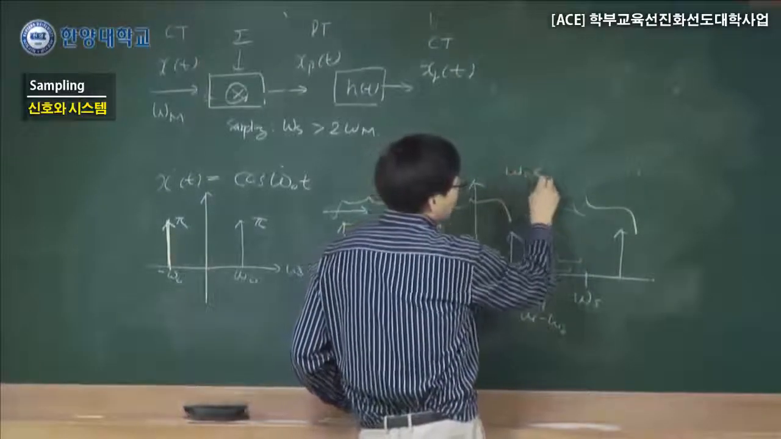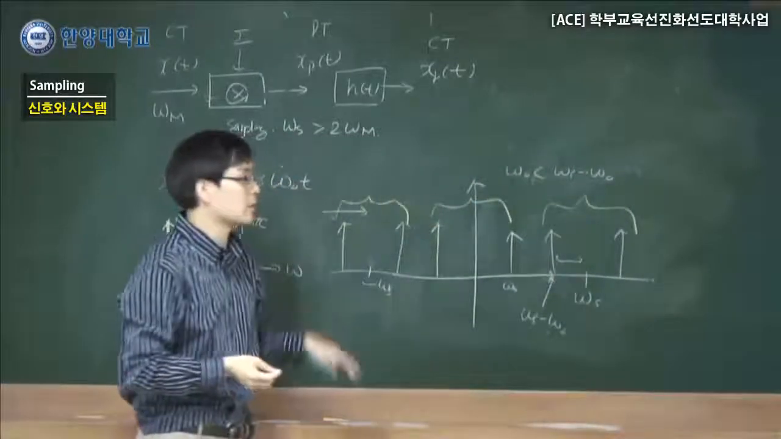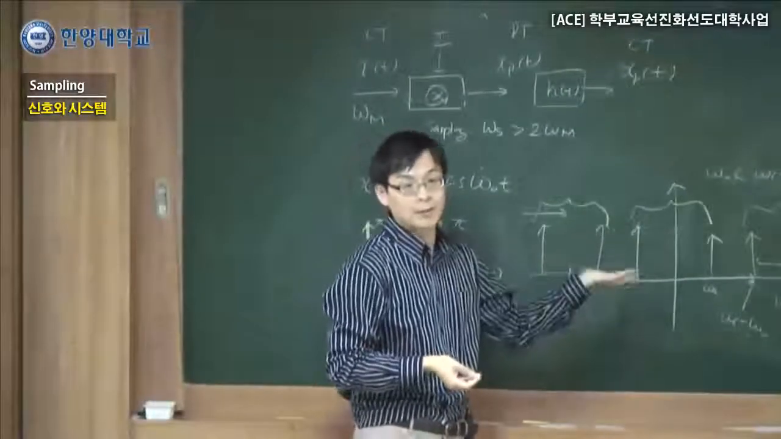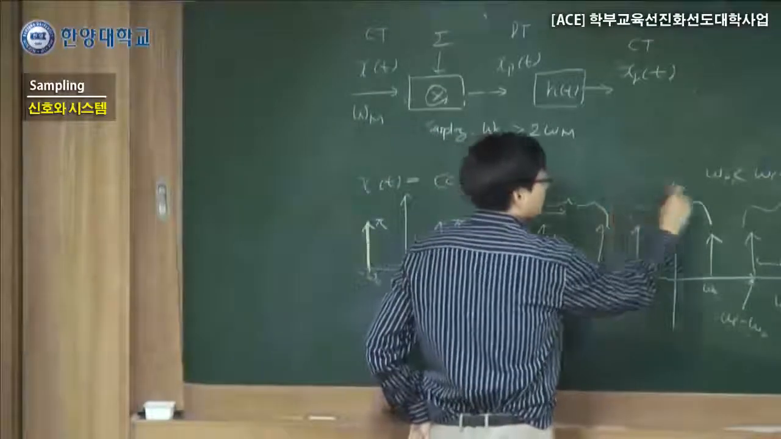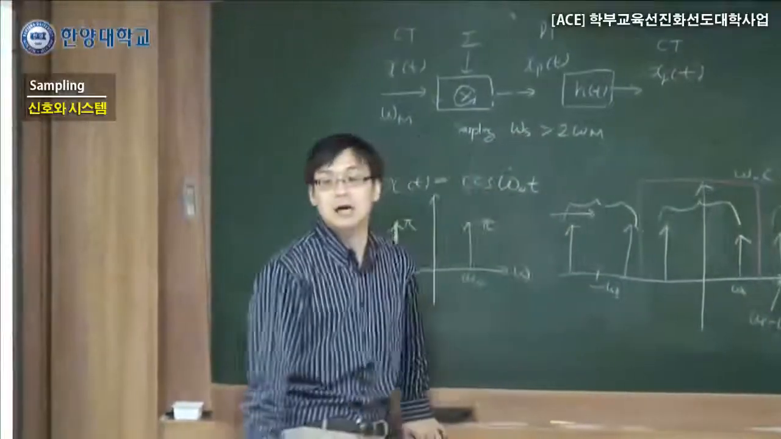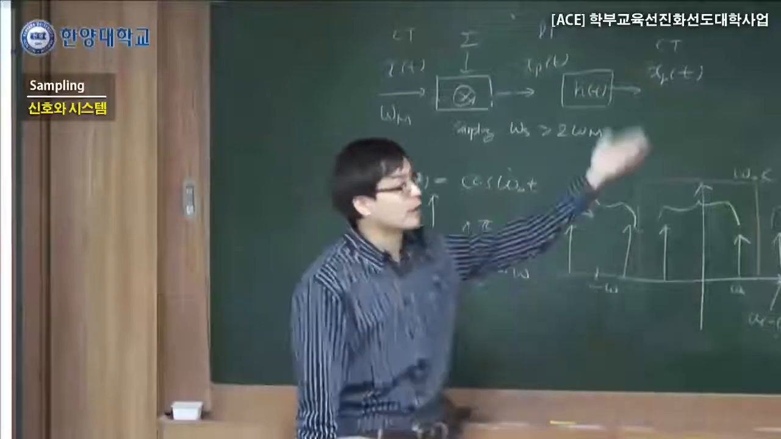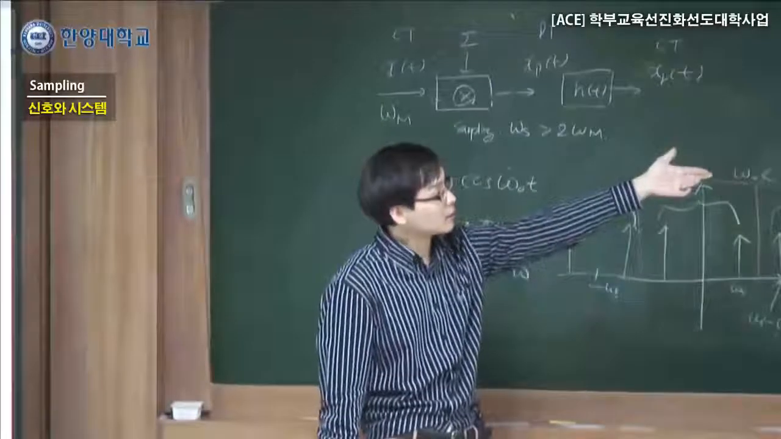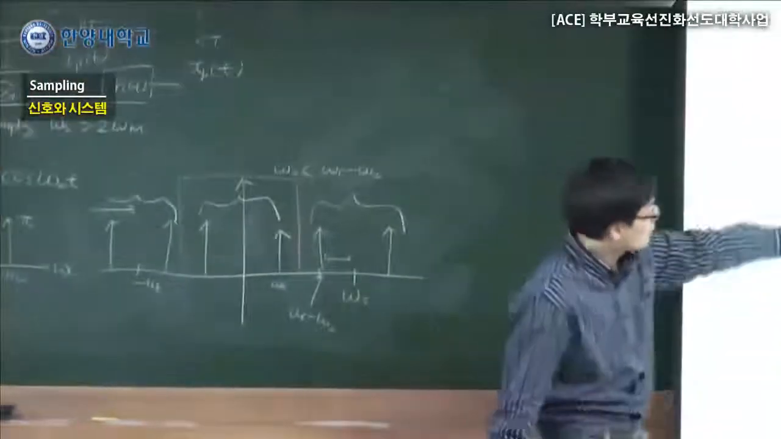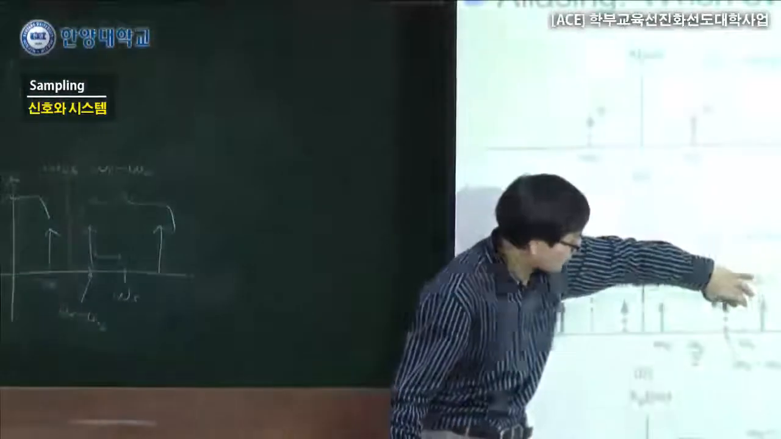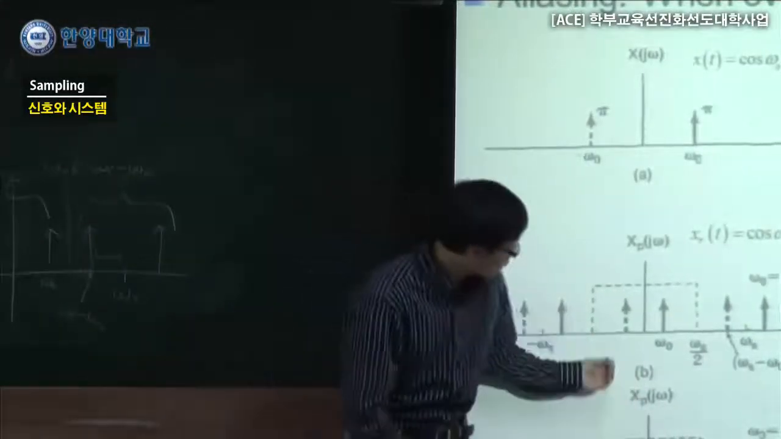If omega 0 is smaller than omega s minus omega 0, which meets the Nyquist theorem, there is no overlapping. And then we can reconstruct this after passing through a kind of low-pass filter to take this out in frequency. So this is okay, which is shown in A, B, C. From A to B in the figure, this is a pair, this is a pair, and this is a pair. So there's no overlapping.